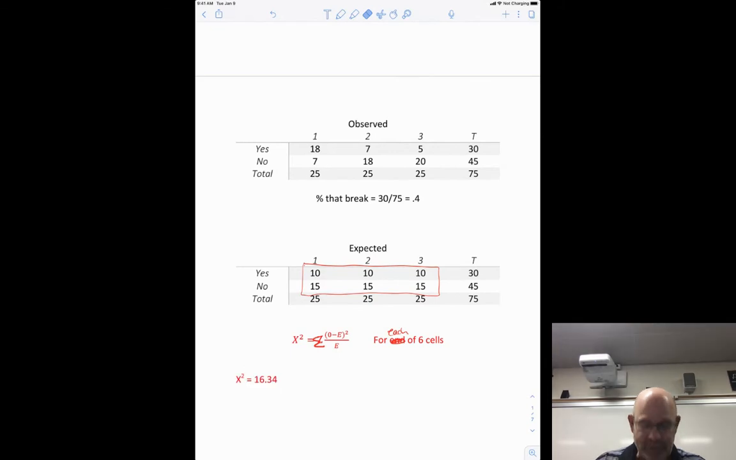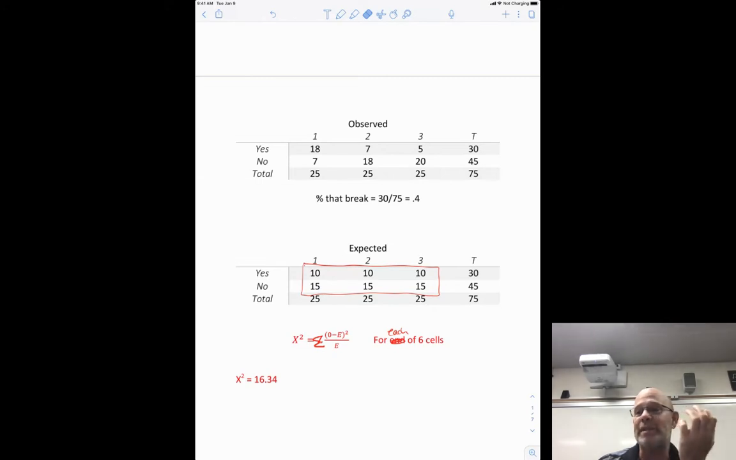So I already did that on this one. You can check my work if you don't believe me. I got a chi-square test statistic of 16.34. So again, just like last test, we'd want to say, okay, is that 16.34 too big or not? Is it too big to reject the null hypothesis?